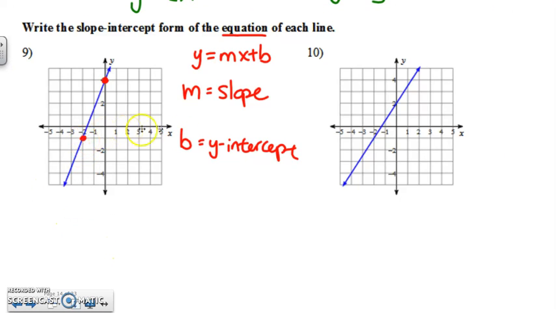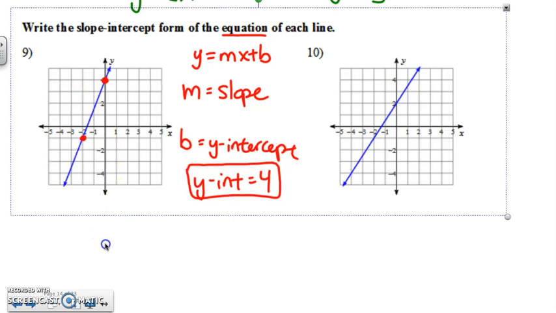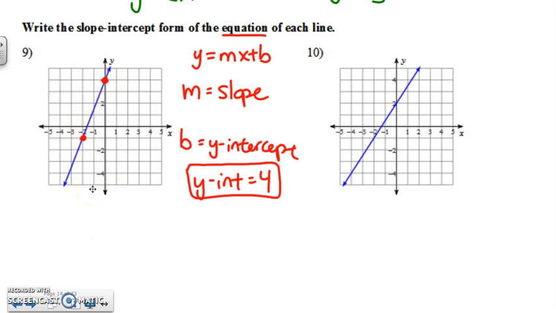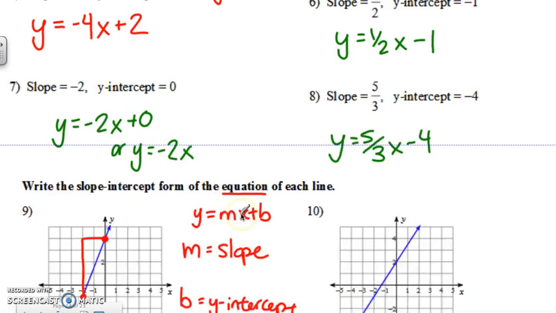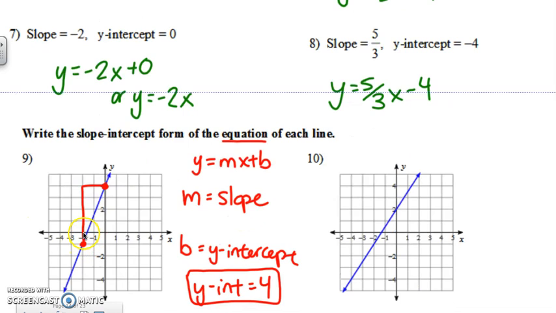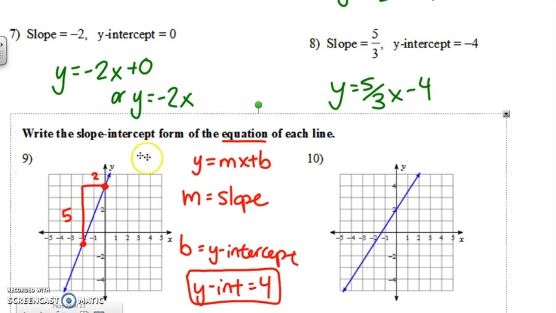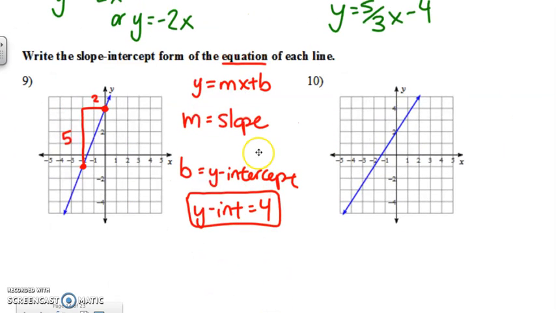So to find the y-intercept, that's the easiest. It's going to be where it crosses the y-axis. And so that was at a 4. So your y-intercept is a 4. To find your slope, you're going to need to do your slope triangle and connect those dots, and then count to see what is your rise over your run. So I'm going to start here. I'm going to go 1, 2, 3, 4, 5. So I went up 5, and then you go over 2. So your slope is going to be 5/2.